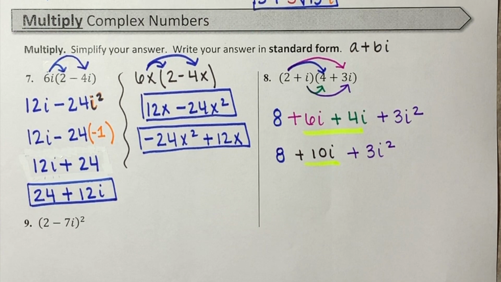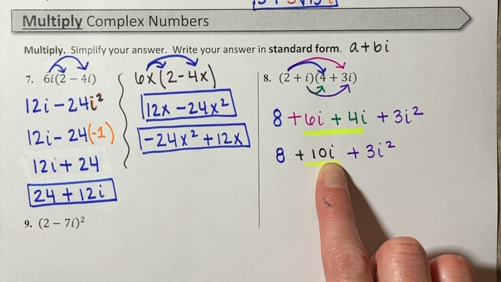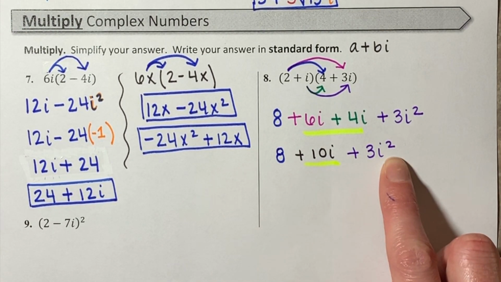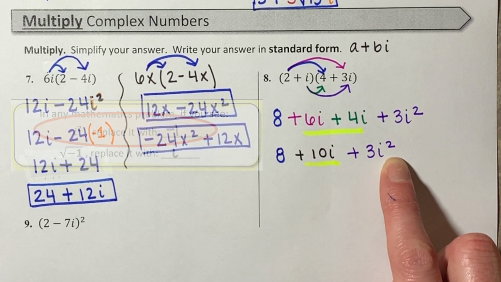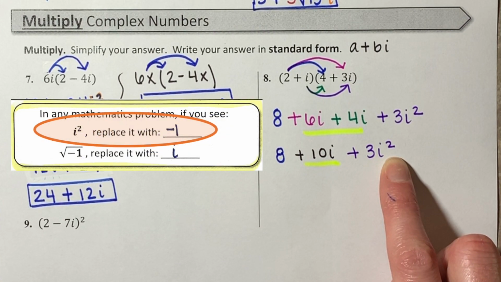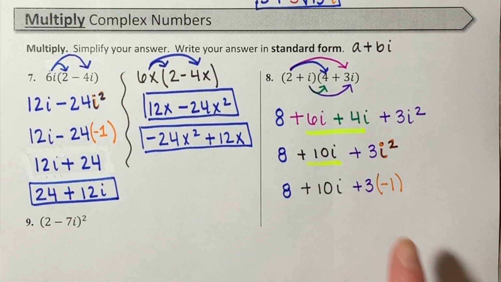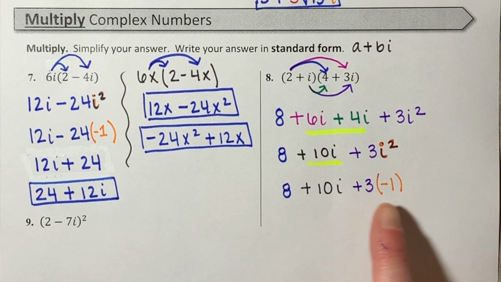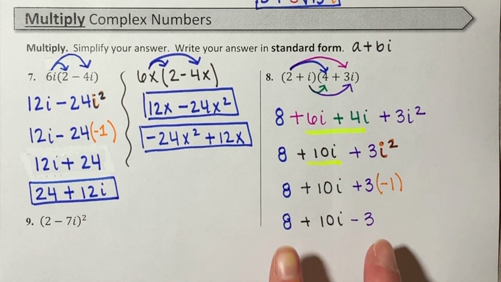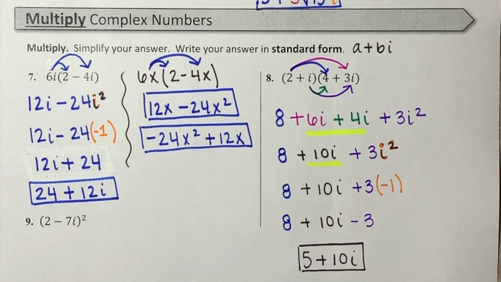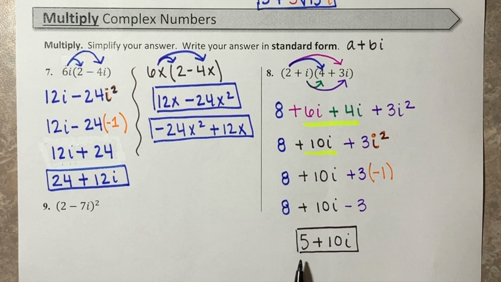Now, remember, I is just fine to have in your final answer, but you should never have I squared, because there's a much simpler way to write I squared. I squared is equal to -1. So let's go ahead and replace I squared with -1. And now we can simplify. 3 times -1 will give us a -3, and then we can combine the 8 minus 3 to give us 5. And just to double check, this is in standard form. We have the real part written first and the imaginary part written second.